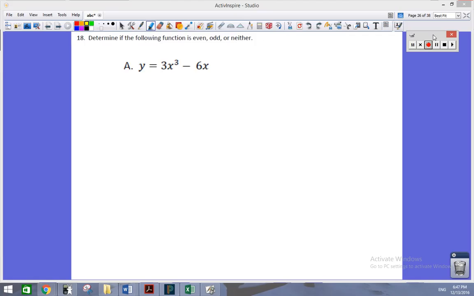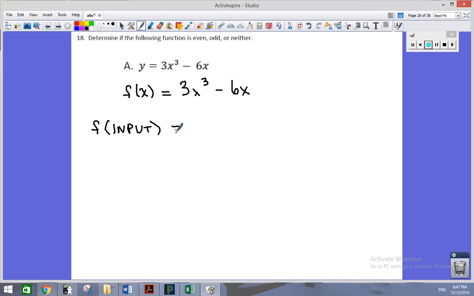They're asking us here if we have a function that is even, odd, or neither, and I'm going to use function notation. Instead of y, I'm going to use f of x equals 3x cubed minus 6x. Now, what does this function do to the input? No matter what the input is, on the left between the parentheses, this function creates a subtraction problem. The first term takes the input, no matter what it is, and raises it to the third power. It cubes it, and then multiplies it by 3. It subtracts 6 times that input.